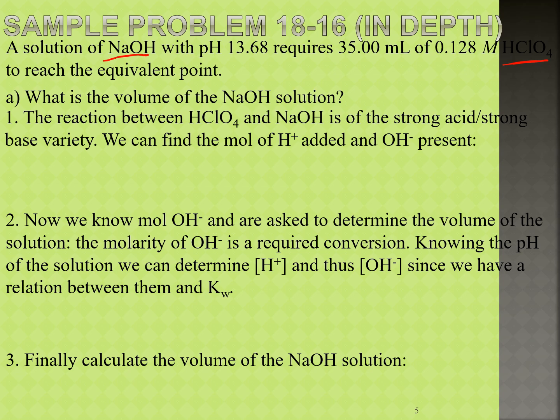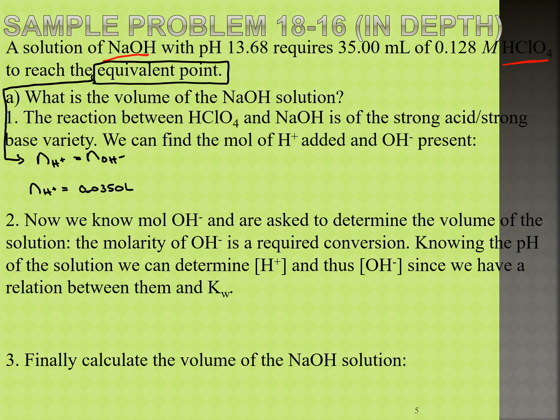All right, because at the equivalence point, the number of moles of our acid are going to equal the number of moles of our base. That is the definition of our equivalence point. So I can find the number of moles of our acid, which are 0.035 liters times 0.128 moles per liter. And we're going to end up with 4.48 times 10 to the minus third moles.